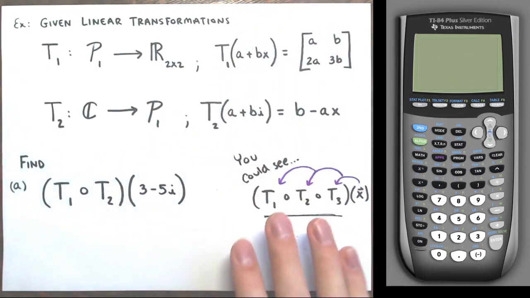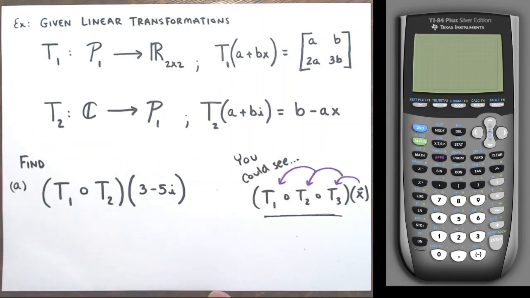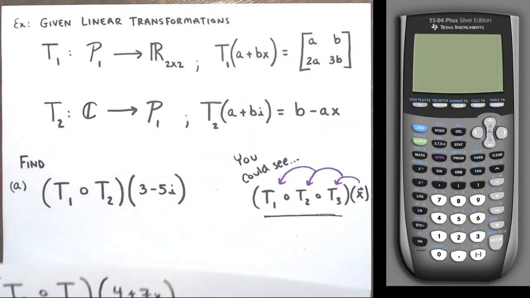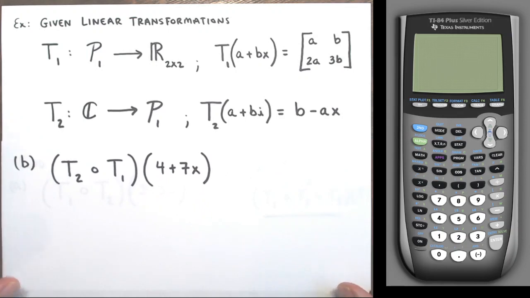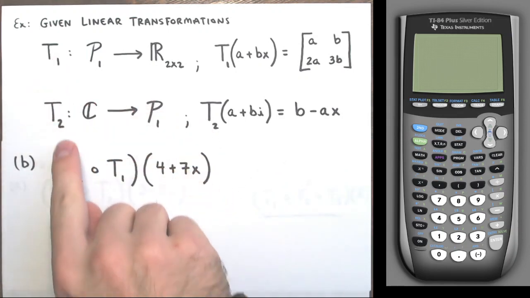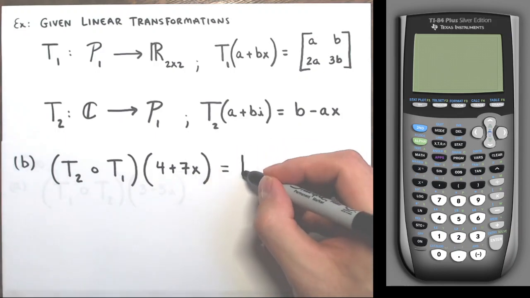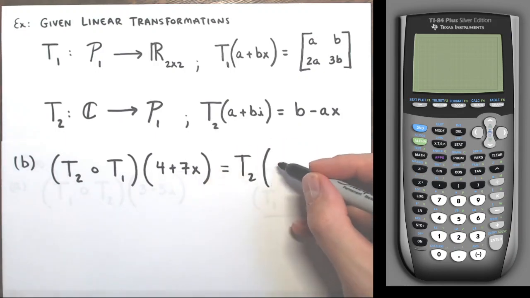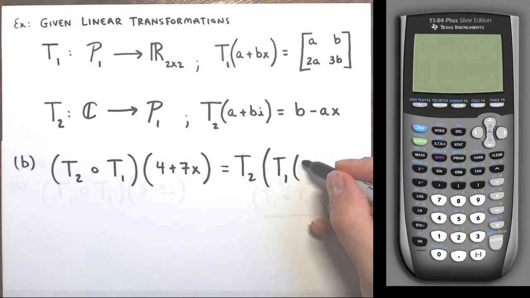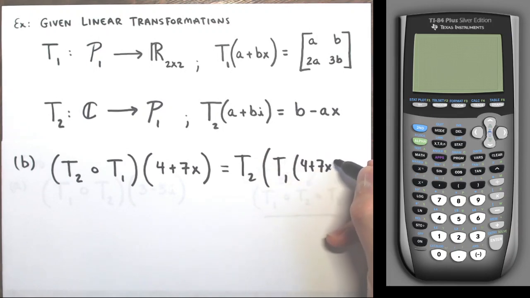All right, so let's keep these, the same two transformations still. And my second part to this is, T1, T2 here, same definitions. But now I'm asked, what's T2 composed with T1 of 4 plus 7x? Again, another way I could write this, T2 of T1 of 4 plus 7x. Lots of parentheses.